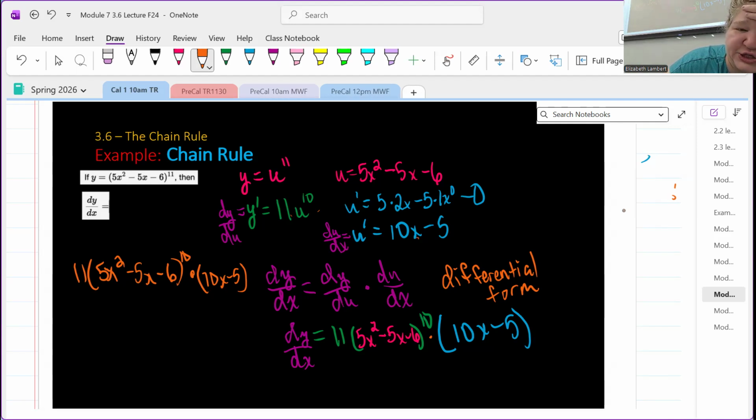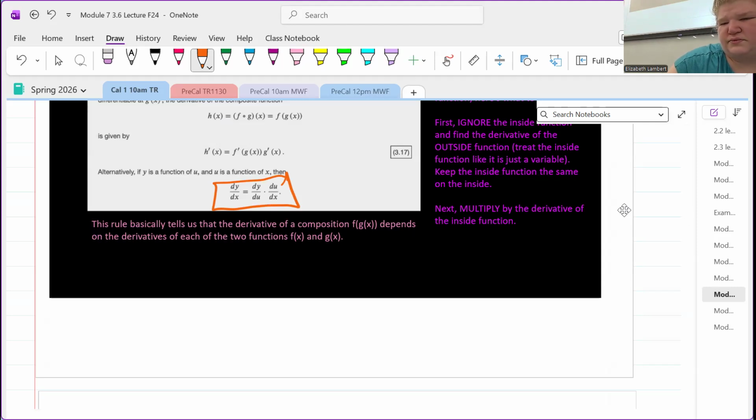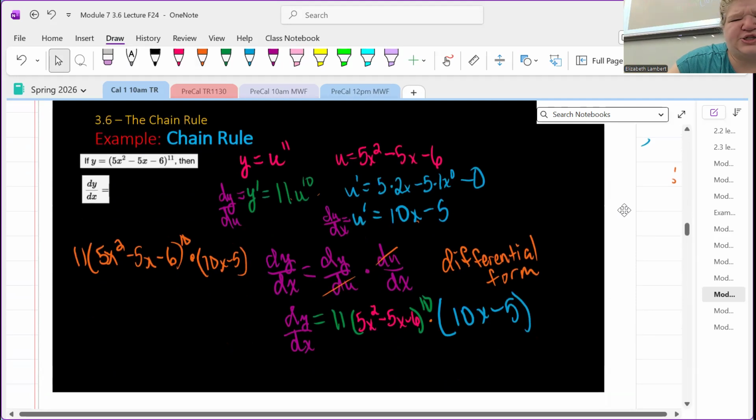So when we multiply the two of them, the du's cancel and we end up with dy dx, which is what we actually wanted to find. So I took my dy du piece, the 11u to the 10th, that's the green, but I filled in u, times my du dx, which was the 10x minus 5. But our differential form here, that was the alternate definition of the chain rule, like right here. Now, did that answer your question or no?